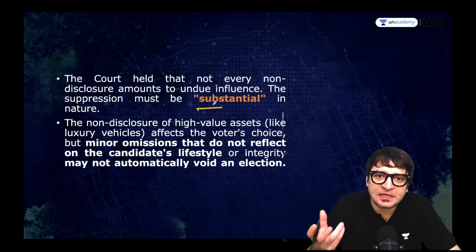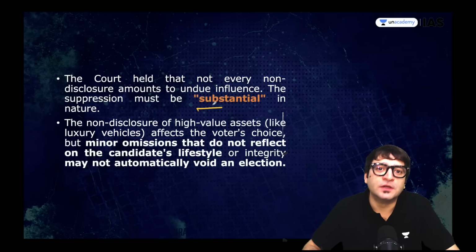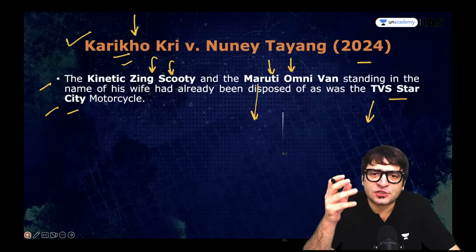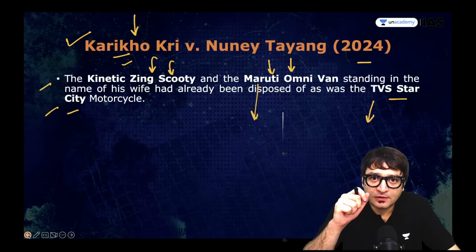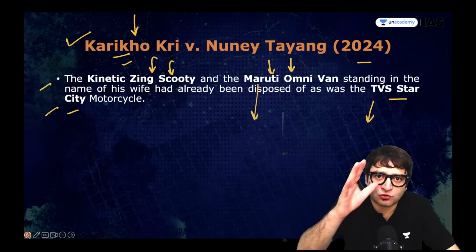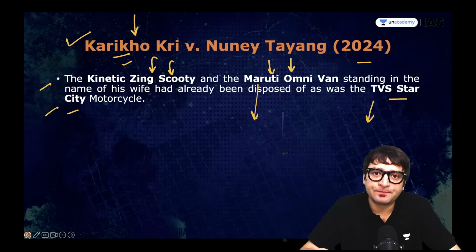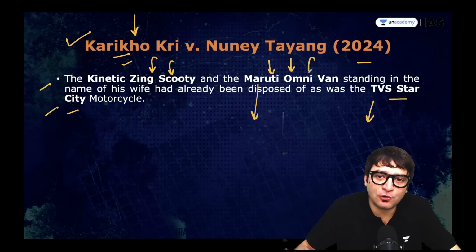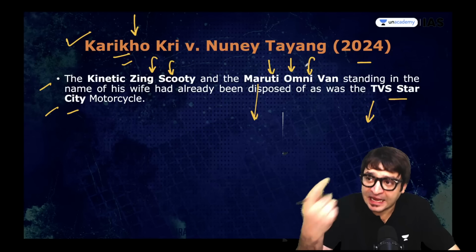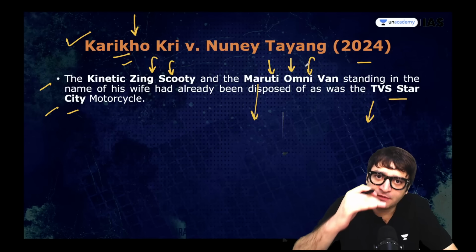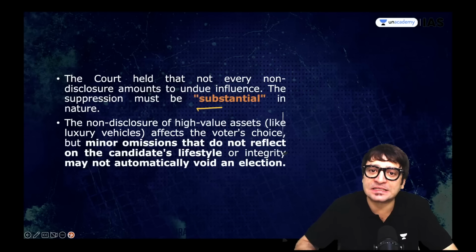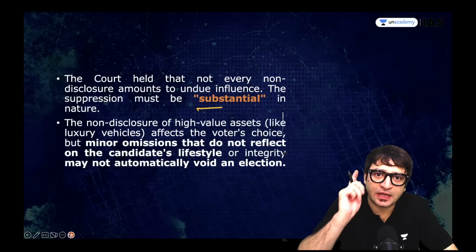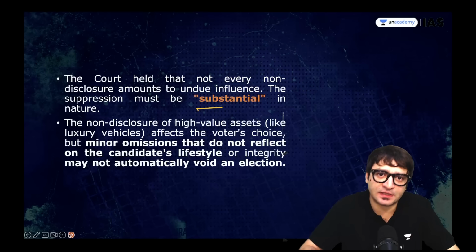If you have hidden some pieces of information which are of substantial value, basis this judgment we can say, if you are hiding that you are owning a Porsche or a BMW or a Mercedes, this can be viewed as substantial and you will be disqualified, or your nomination papers can be rejected. But if you're hiding that I own a Maruti Omni van which belongs to my wife and the wife has sold it to somebody and it will take some time for the ownership to change, this does not amount to undue influence, because only if you suppress substantial information will you be liable for disqualification. That's something that you have to keep in mind.